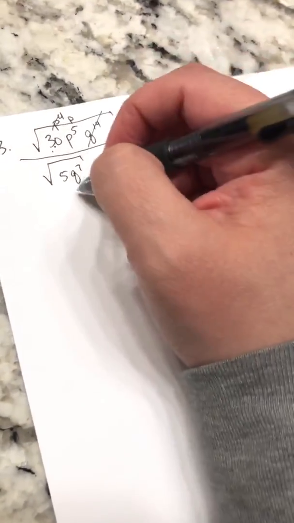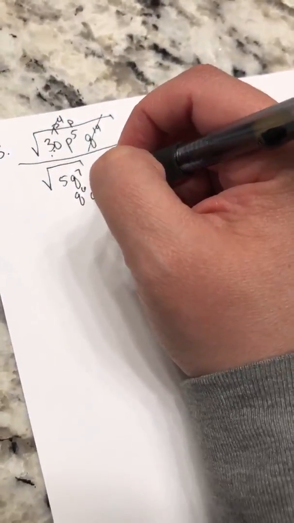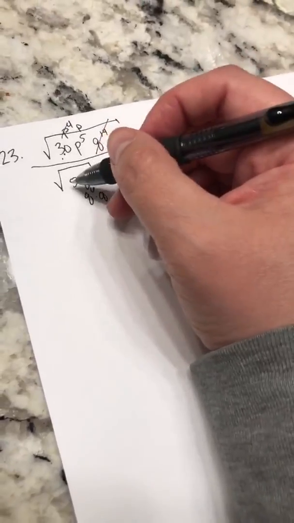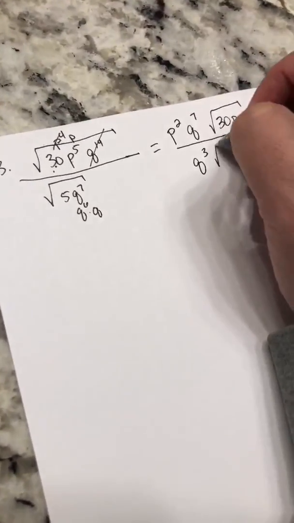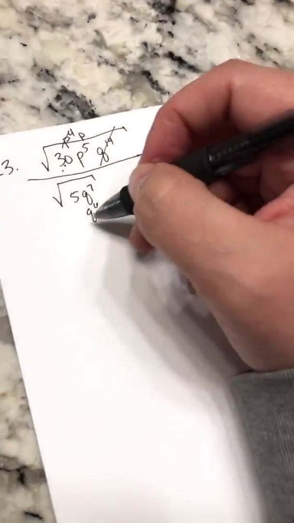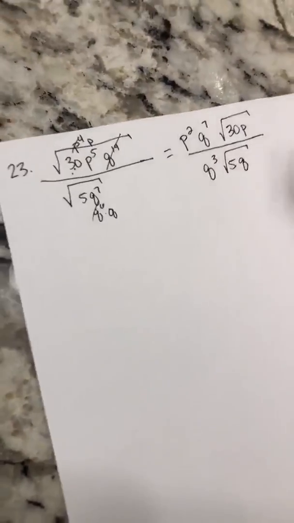And then in the denominator, I can do q to the 7th is q to the 6th times q. There is no perfect square in 5 for me to take out, so I can't do anything, so I just have to leave it alone. So I can do the q to the 6th, so 2 into 6 is 3, so I've got q cubed times the square root of 5, so this is gone, I've got q left.